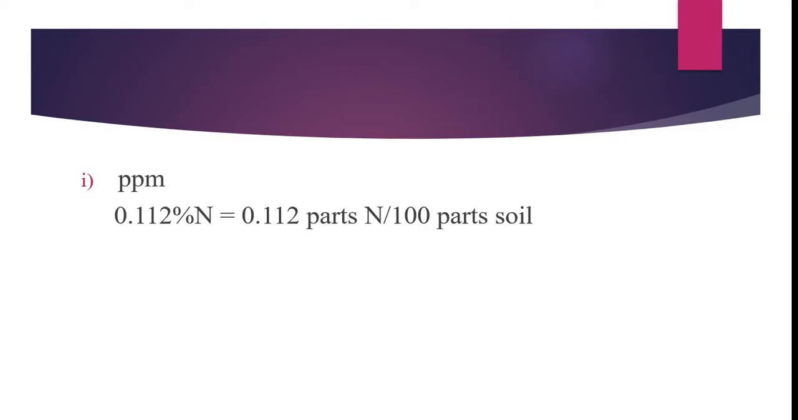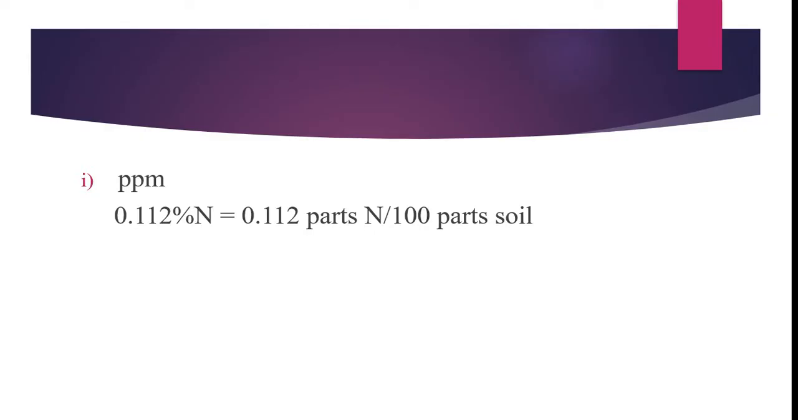You know, nitrogen is a nutrient, a macronutrient that is found within the soil. So that means that in analysis, if you take 100 grams or 100 parts of soil, we expect that 0.112 of it will be nitrogen. That is the implication of the percentage. So 0.112 parts of nitrogen is present in 100 parts of soil.